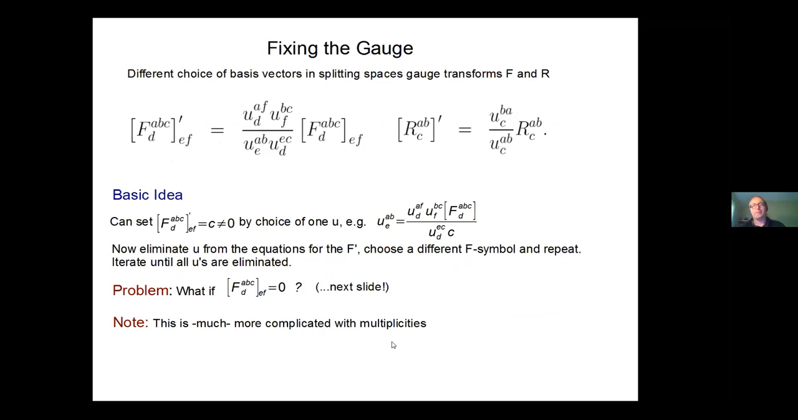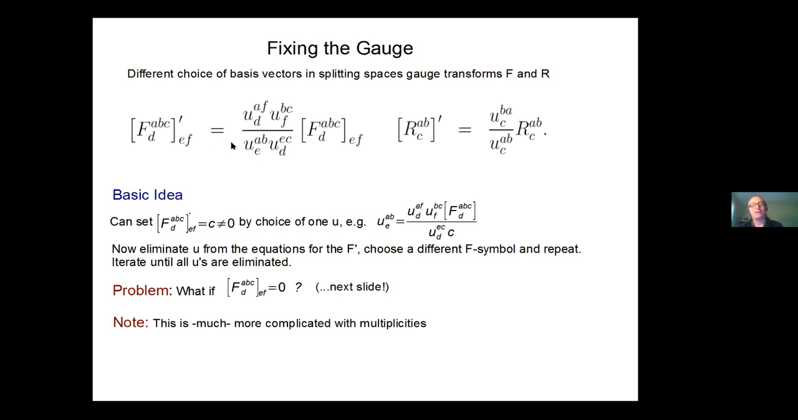So the gauge freedom works like this. You have an F symbol. I've left off the Greek indices for the multiplicity. So this is a multiplicity-free case. And then for each vertex which appears in the F move, you get a gauge factor. So these U's are just complex numbers. Or if it's a unitary theory, then you can make them complex numbers of unit norm, unitary one-by-one matrices, if you like.